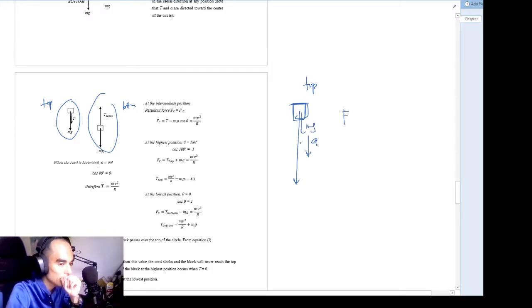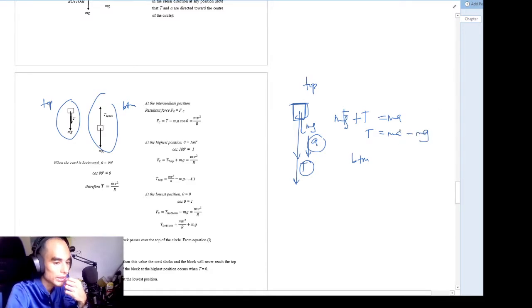So at the top, F plus T, because T has the same direction as the acceleration, F plus T equals ma. At the bottom, mg plus T equals ma, so T equals ma minus mg. So you can see that this is minus.